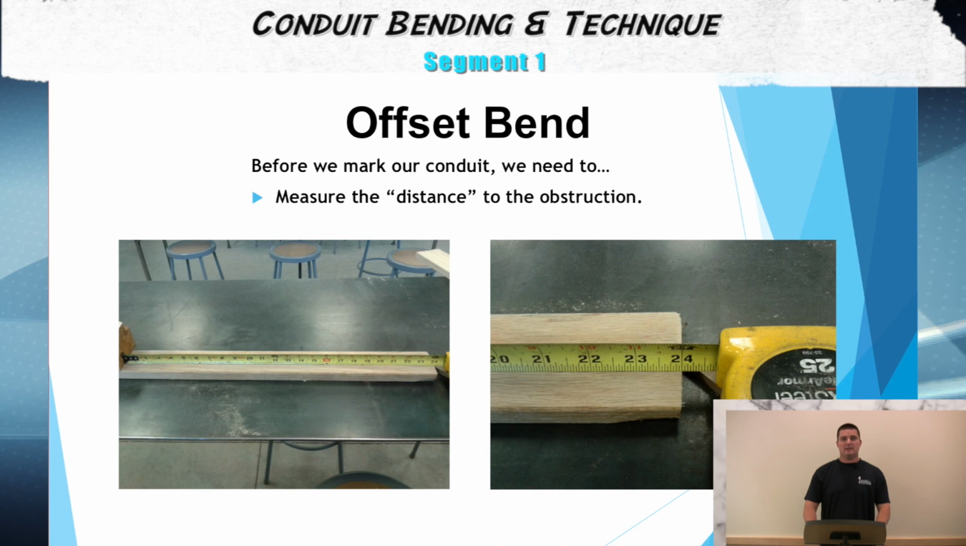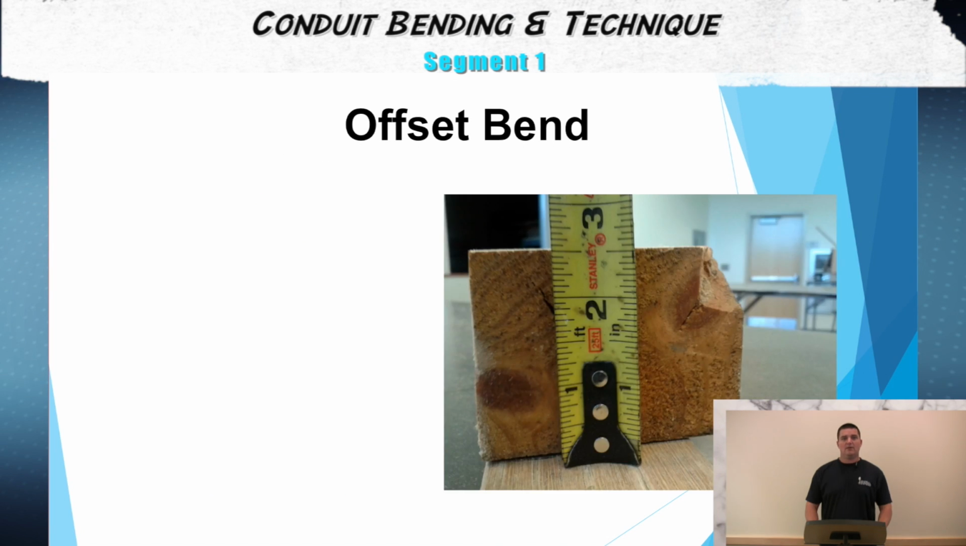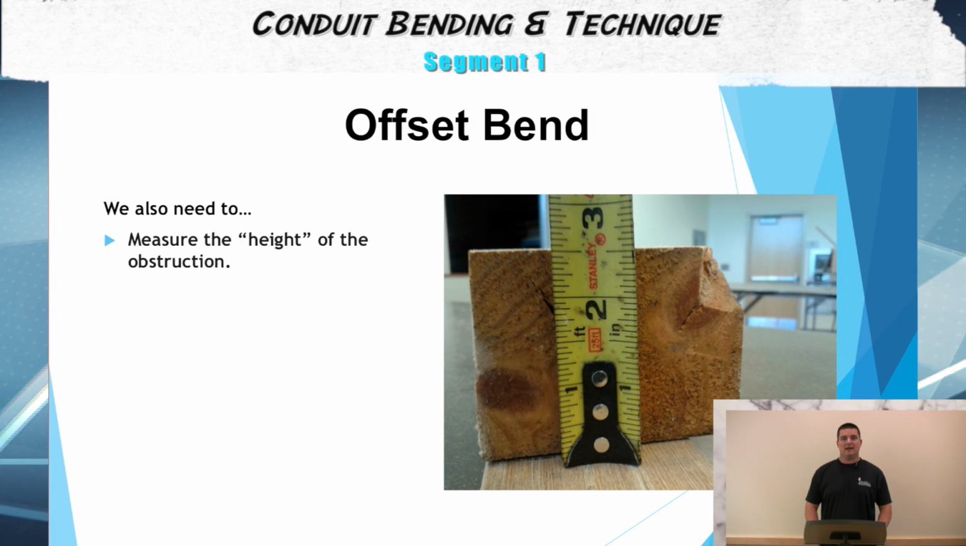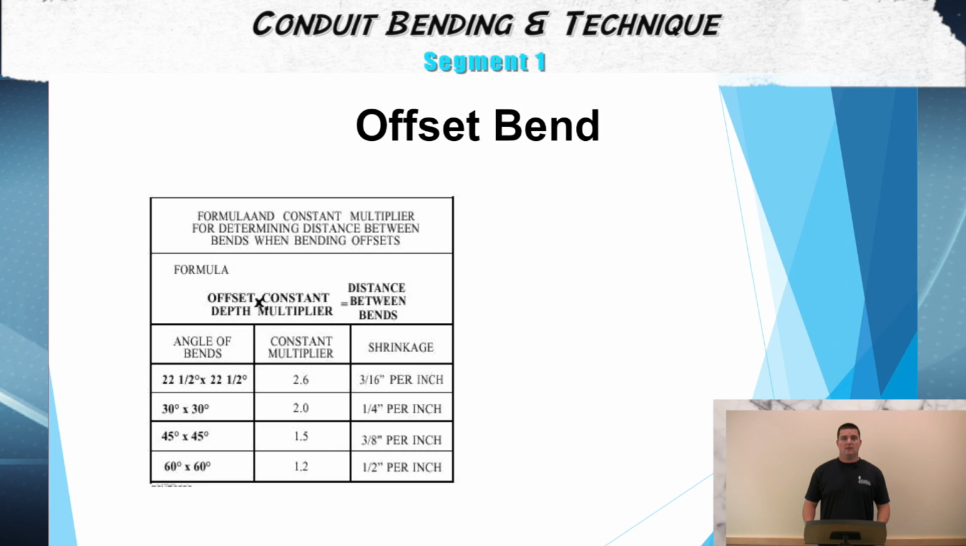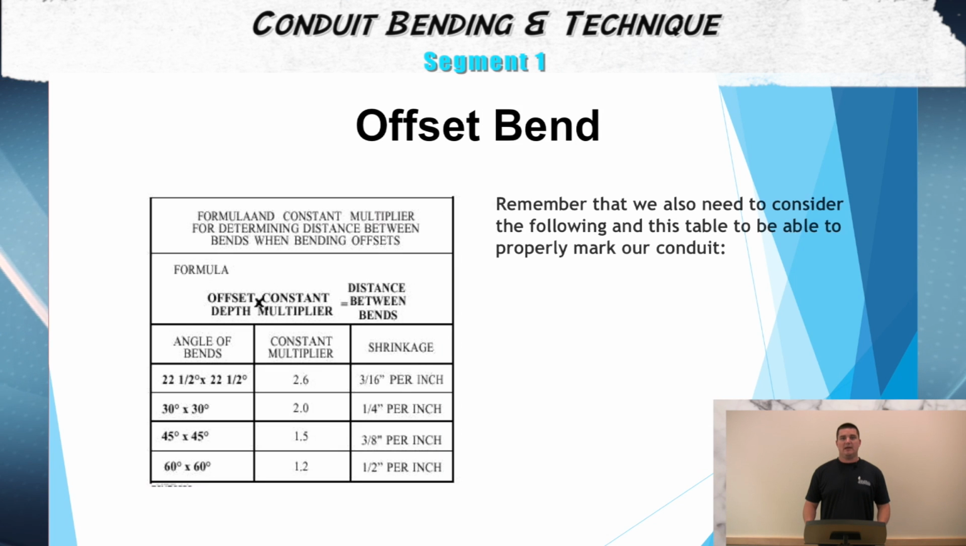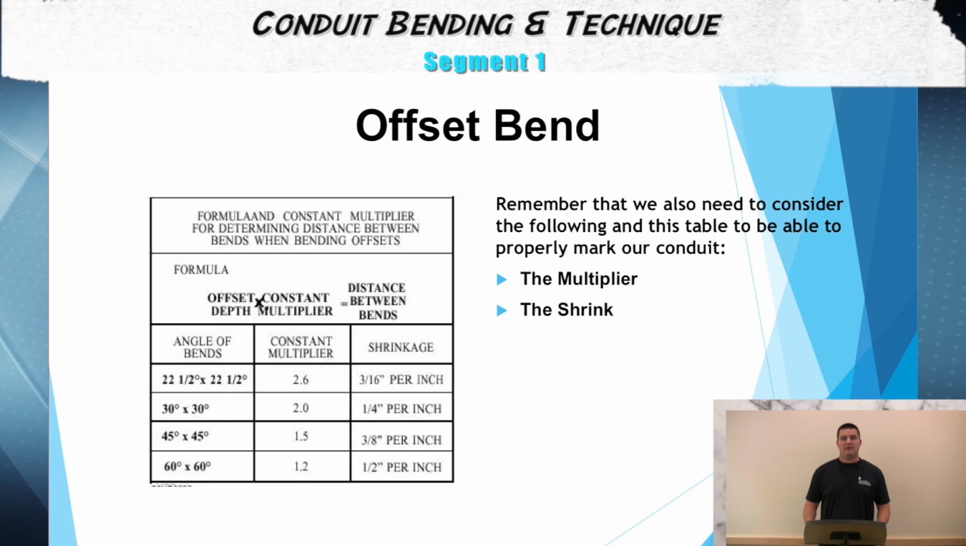is we have to measure the distance to the obstruction from a known reference point. Another consideration we must take into account prior to marking our conduit is the height of the obstruction. One of the final considerations we must take into account prior to marking our conduit is the degrees of bend. In this example, we'll be using 30 degrees as our degrees of bend, which gives us a multiplier of 2 and a shrink of 1/4 inch per inch of rise.